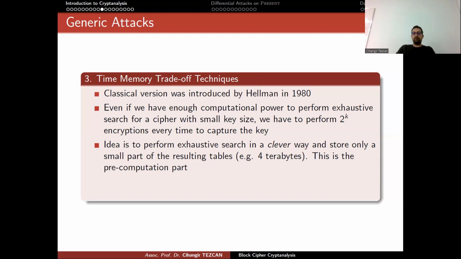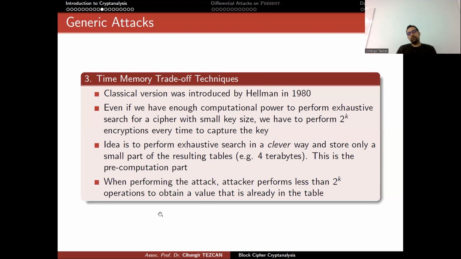So the idea is you perform the pre-computation part first. So you actually perform an exhaustive search, but you perform that in a clever way and store some data like 4 terabytes, 8 terabytes, depending on your storage. When performing the attack, the attacker now performs less than 2 to the k operations to obtain a value that is already in the table. Okay.